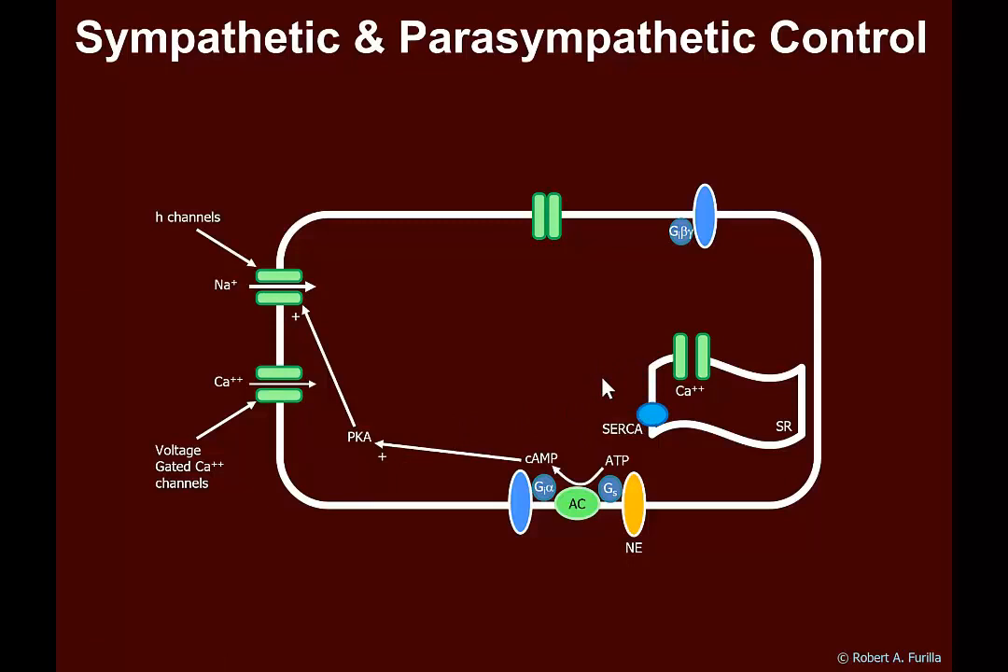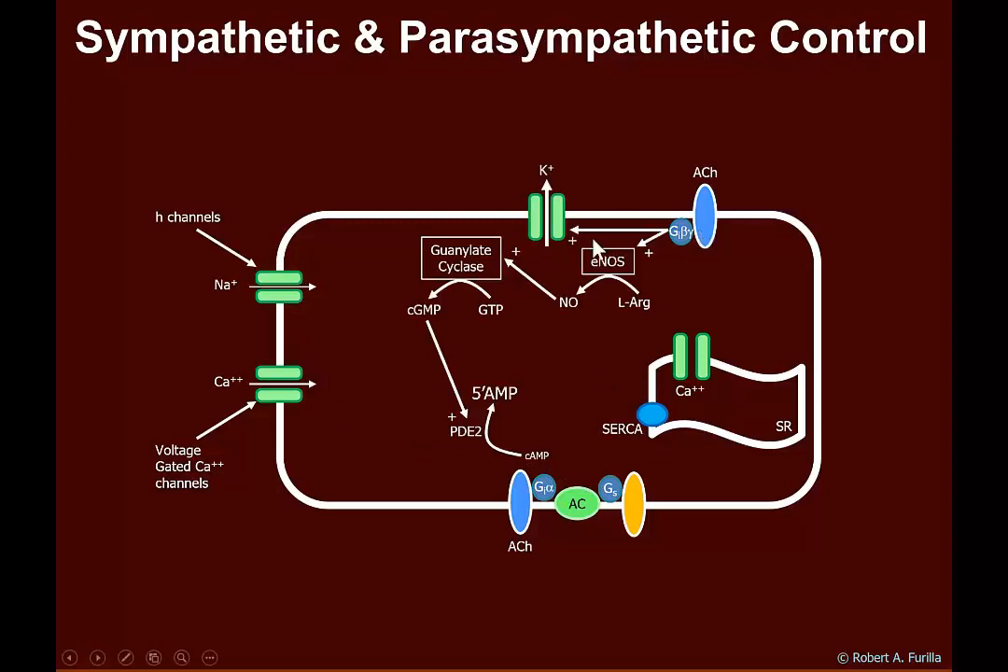Parasympathetic nervous system does two things. First thing it does is to open up potassium channels, so a rapid hyperpolarization. It also triggers nitric oxide synthase to create nitric oxide. Nitric oxide stimulates guanylate cyclase to create cyclic GMP. Cyclic GMP then stimulates phosphodiesterase to break down cyclic AMP into 5' AMP.